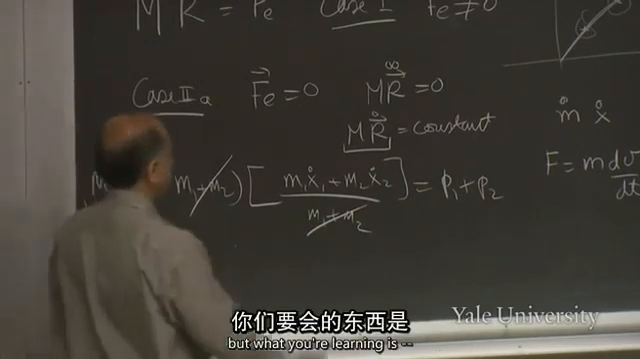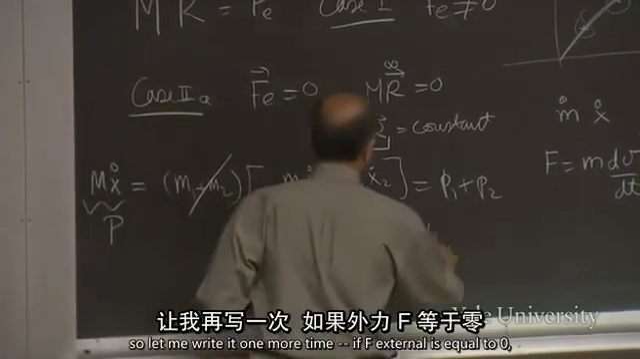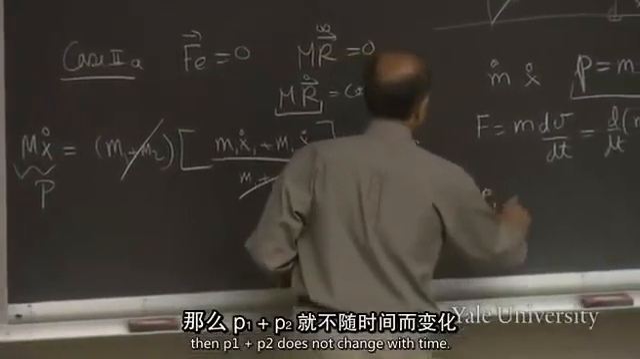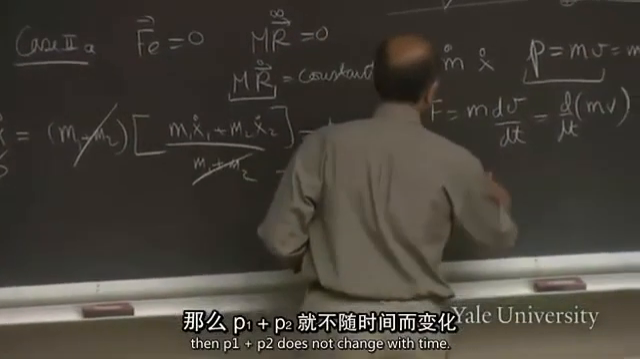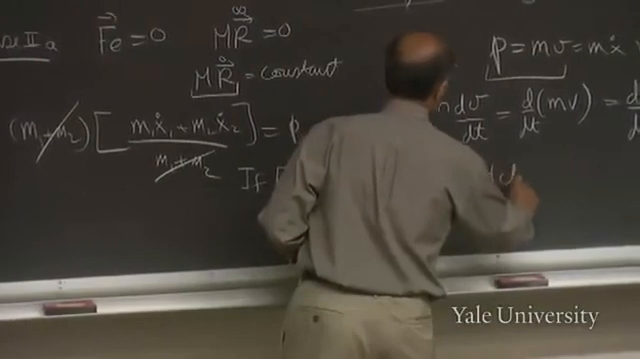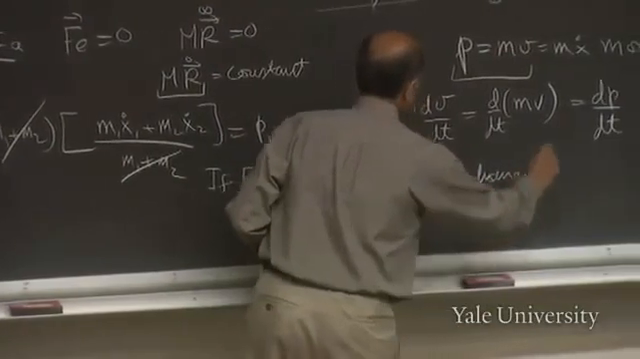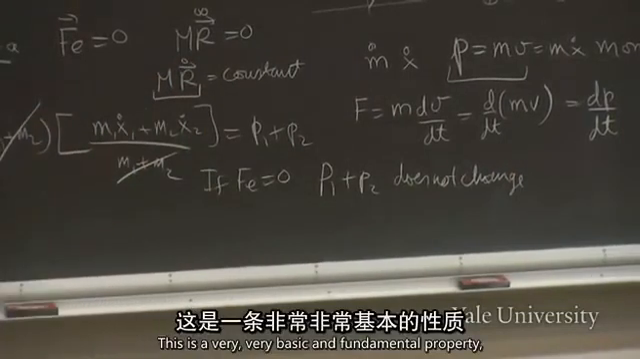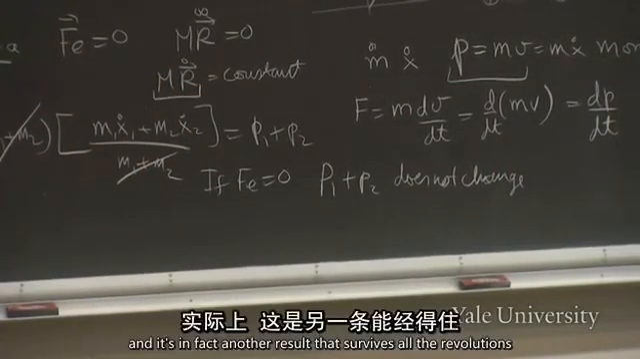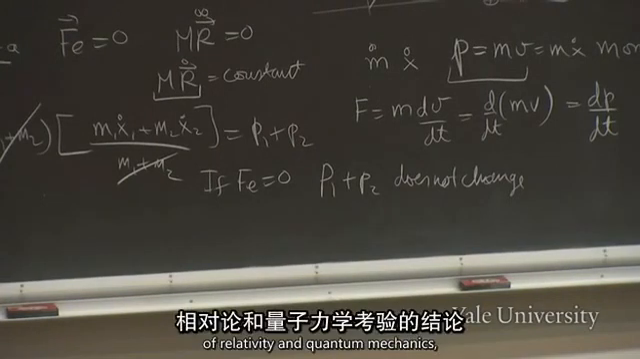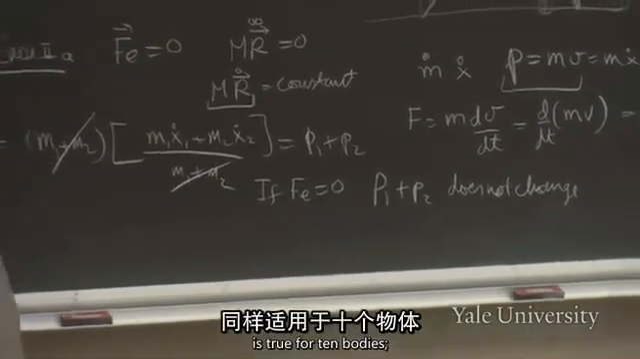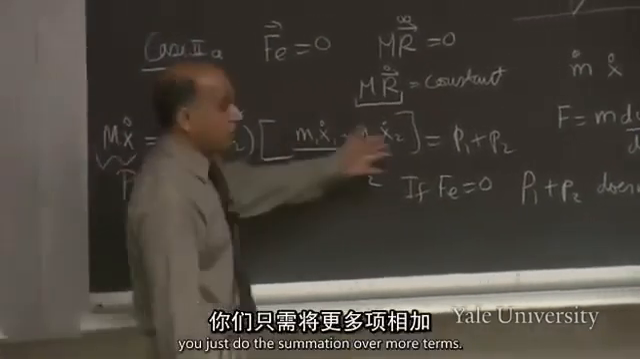But what you're learning is, let me write it one more time. If F external is equal to 0, then P1 plus P2 does not change with time. This is a very, very basic and fundamental property, and it's in fact another result that survives all the revolutions of relativity and quantum mechanics. What I've said for 2 bodies is true for 10 bodies. You just do the summation over more terms.